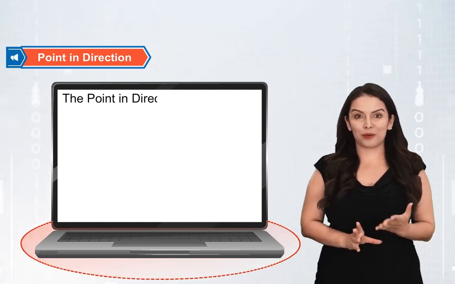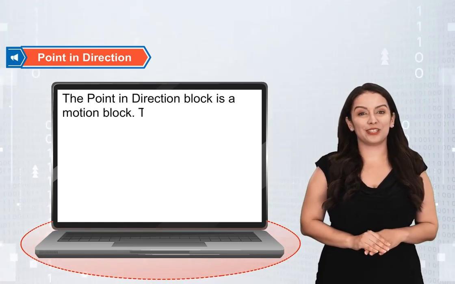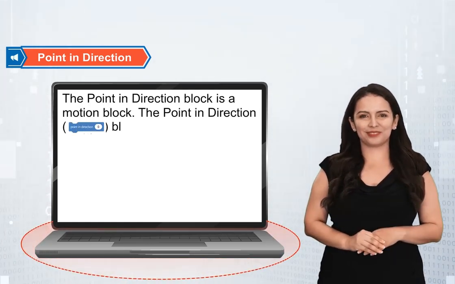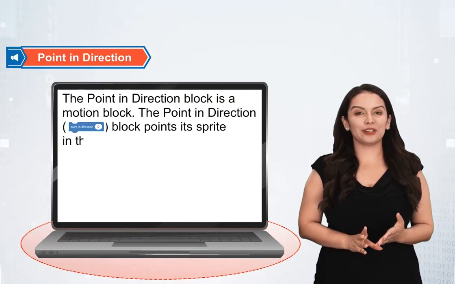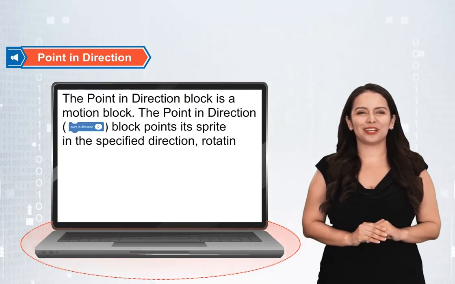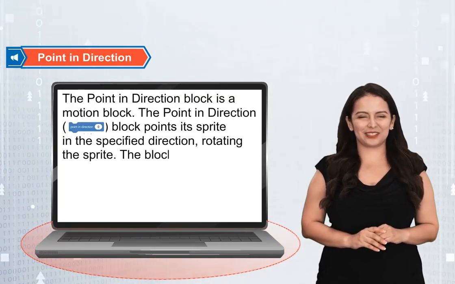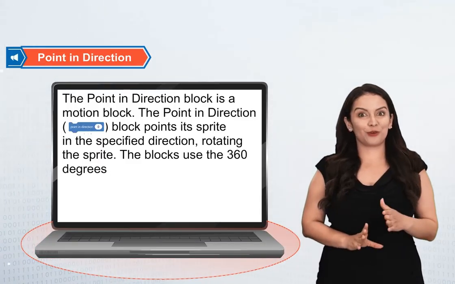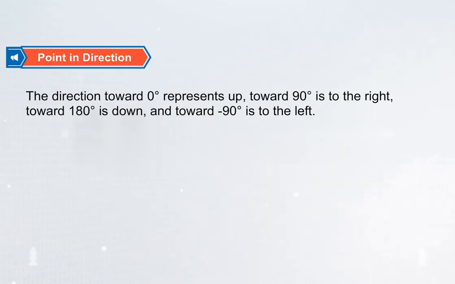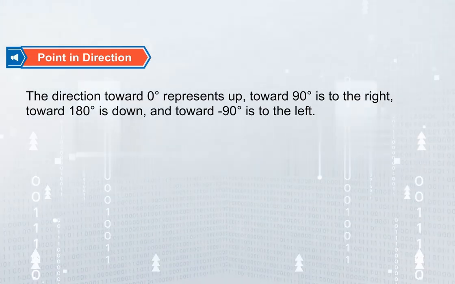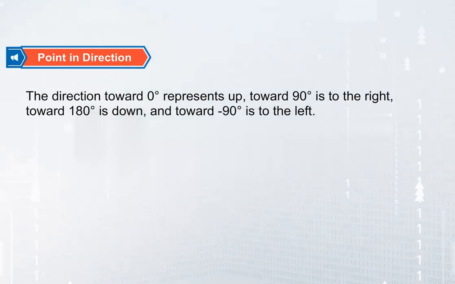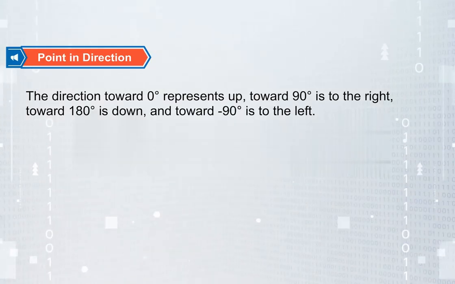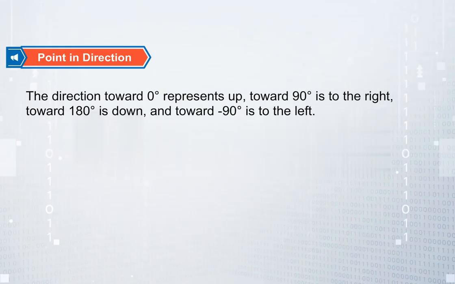Point in direction. The point in direction block is a motion block. The point in direction block points its sprite in the specified direction, rotating the sprite. The blocks use the 360 degrees in a circle. The direction towards 0 degree represents up, towards 90 degree is to the right, towards 180 degree is down, and towards minus 90 degree is to the left.